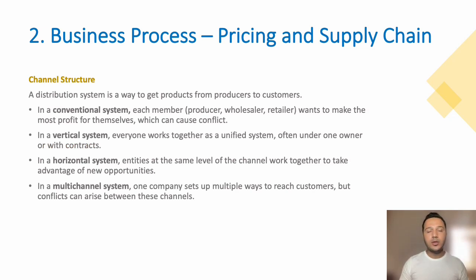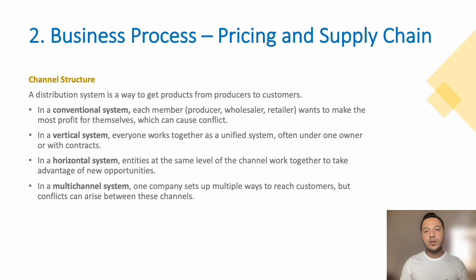Distribution channels could be structured in multiple ways within the company. There are different types of distribution structures that companies adopt. Some of the key ones which we will discuss here are conventional systems, where there are different layers within the supply chain distribution. For instance, one company produces and sells the product to the wholesaler, the wholesaler sells it to the retailer, and the retailer sells it to the final consumer.